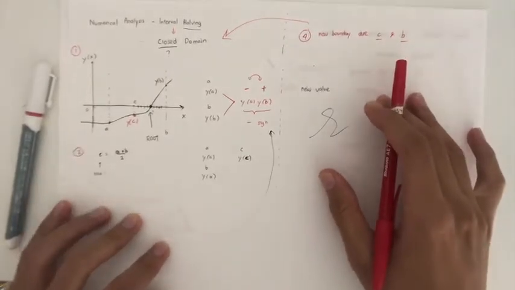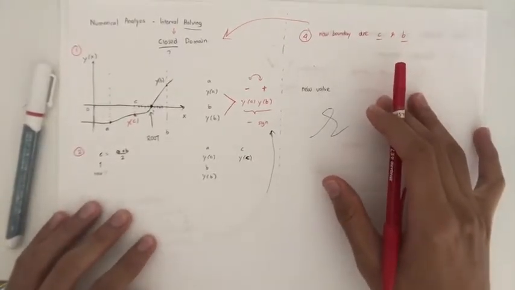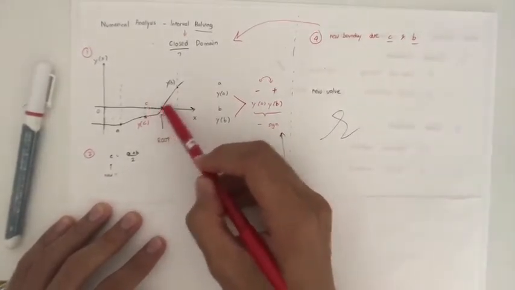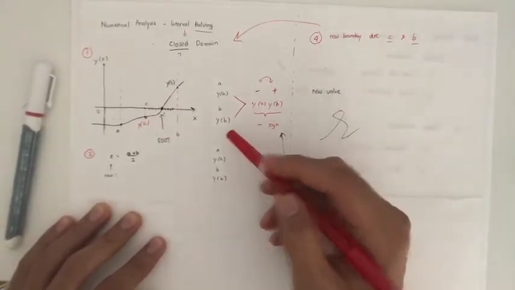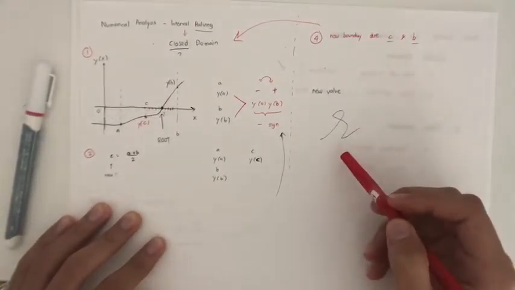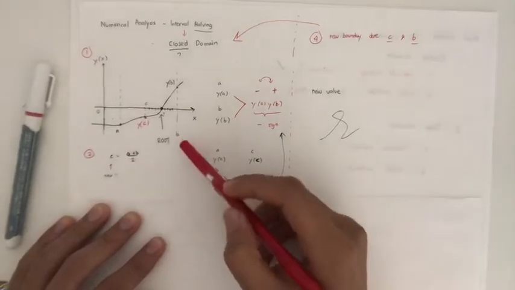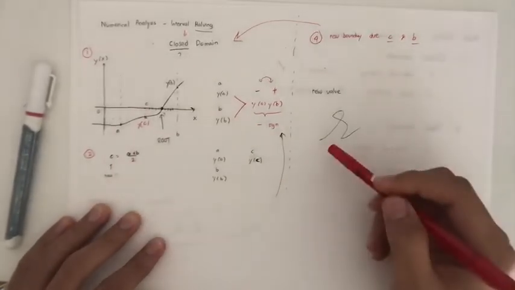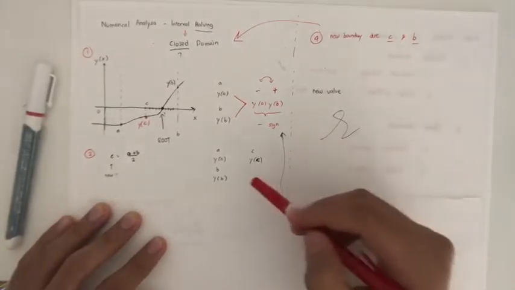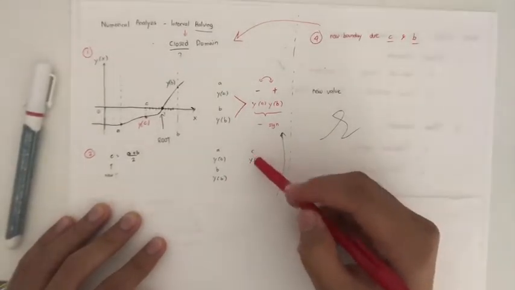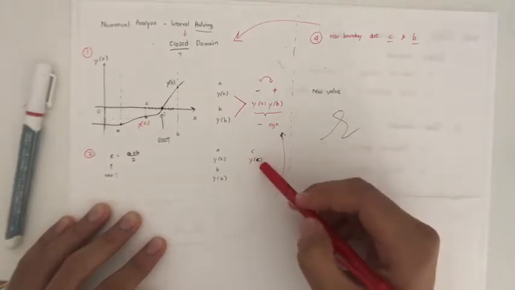So moving on to the second step. The second step is we need to find an approximate value of the root here. So what we can do is take half the sum of a and b, and we get a new boundary c. Now we have a new set of values, which is c and the solution of c.